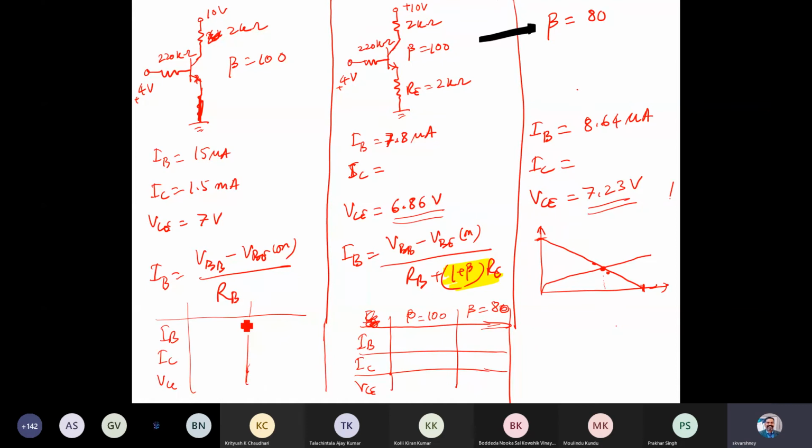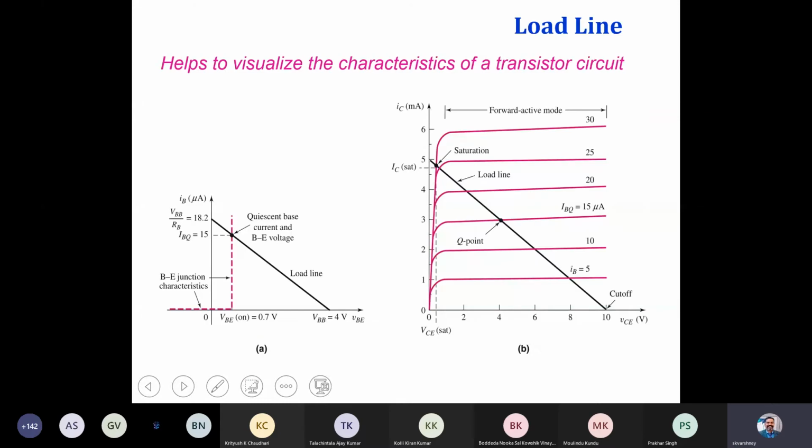So you can try out for this circuit also. You'll find out, since beta is present in the denominator of IB, it's compensating for any variation that may happen. That provides some stability to the circuit, right? So what we understand, I think I'd better just show you the load line part.